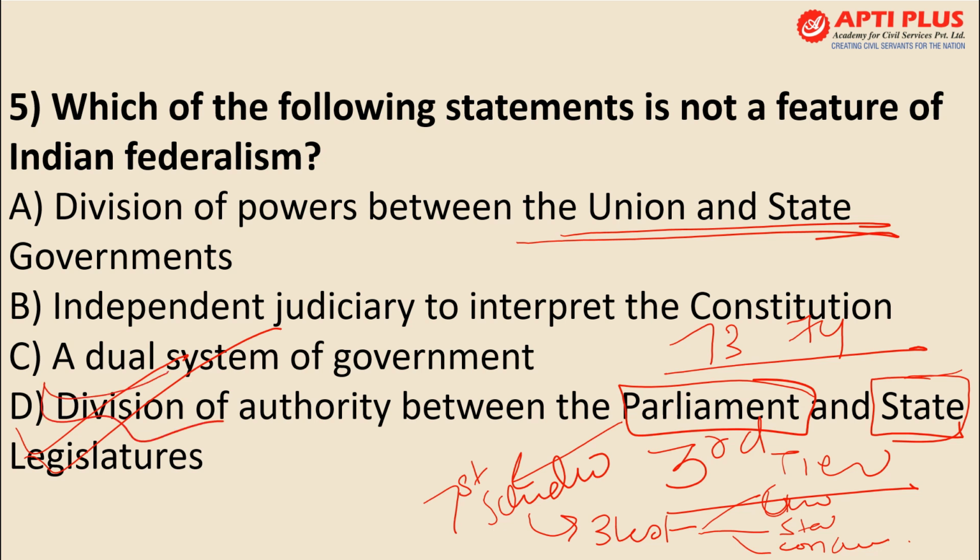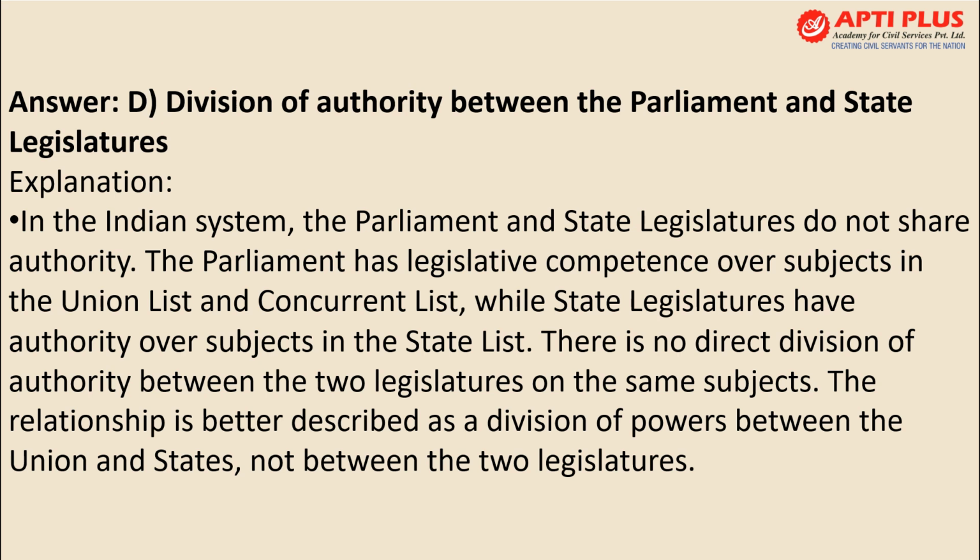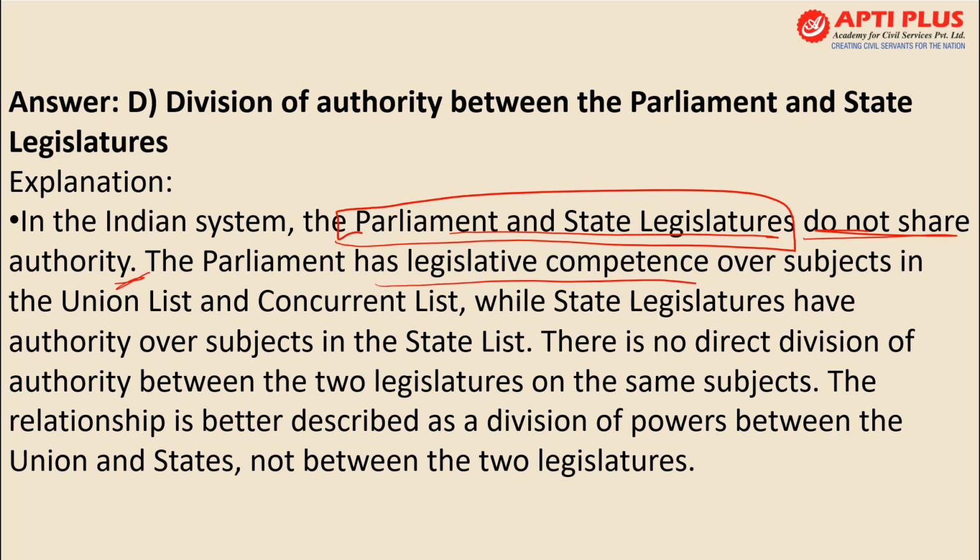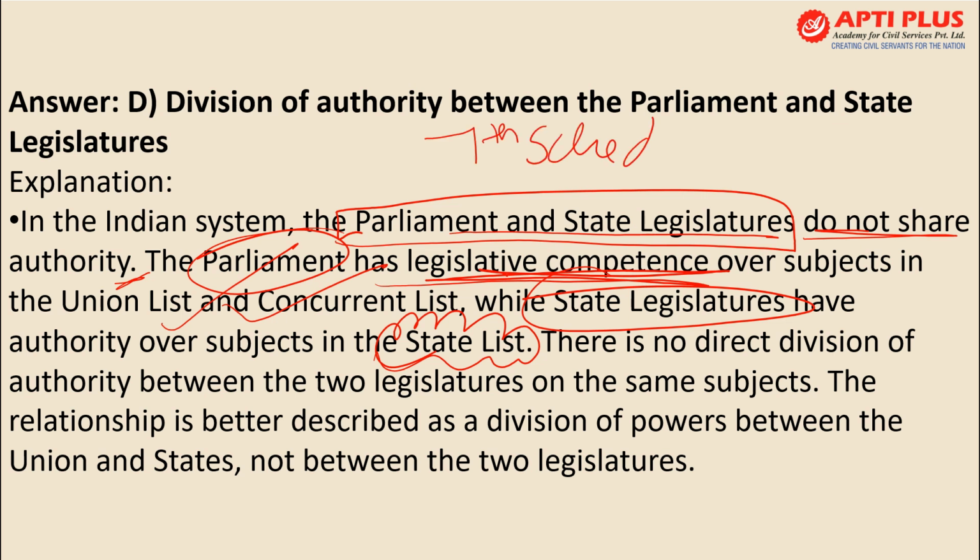However, this authority is not divided; Parliament and state legislature work in independent domains. Let's see the Indian system: Parliament and state legislature do not share authority. They have their independent legislative competence over the subjects mentioned in the Union List and Concurrent List for Parliament, while state legislature can make laws on the subjects mentioned in the State List, and this is given in the 7th Schedule.